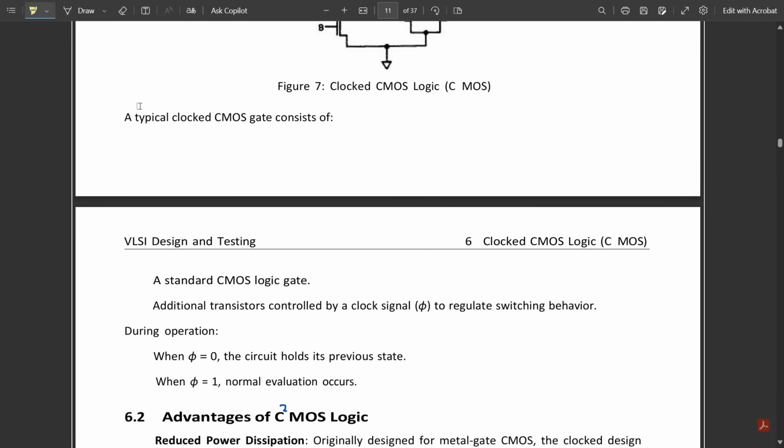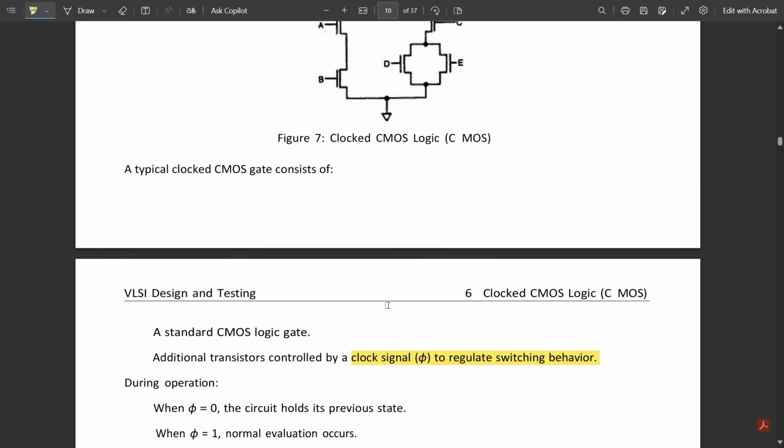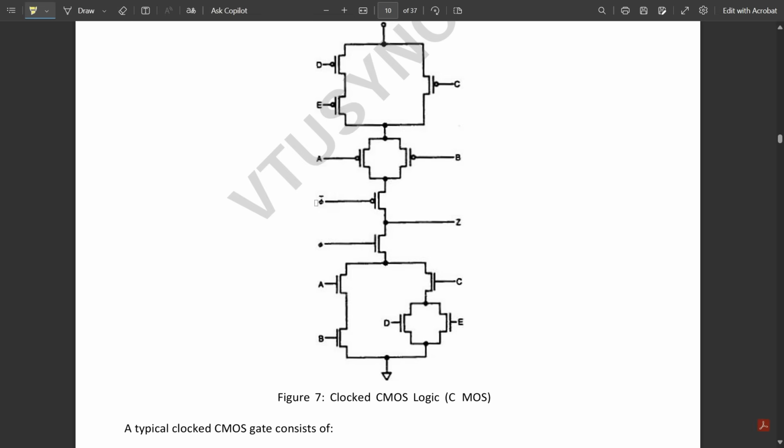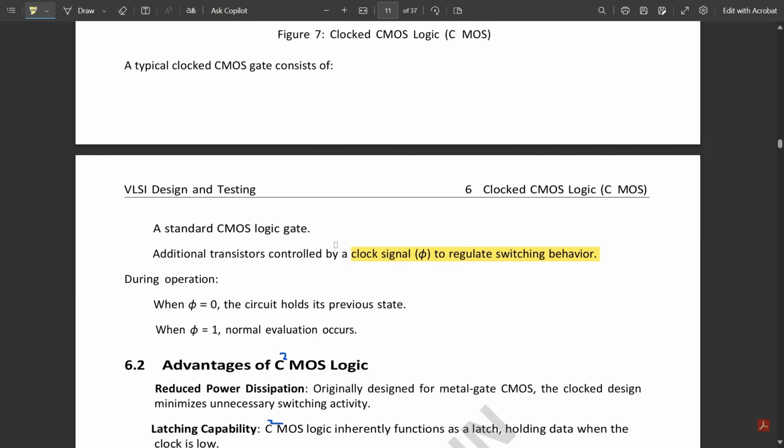So a typical clocked CMOS gate consists of a standard CMOS logic gate, plus additional transistors controlled by a clock signal to regulate the switching behavior. So these are the clock signals here, phi and phi bar. During operation, when phi equals 0, the circuit holds its previous state, and when phi equals 1, the normal evaluation occurs. The circuit would be in its previous state when phi is equal to 0.